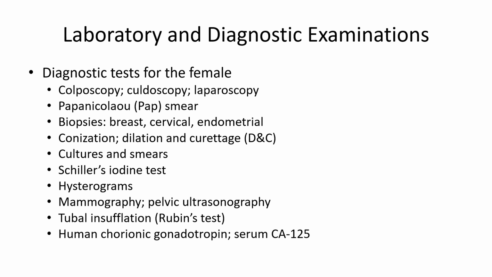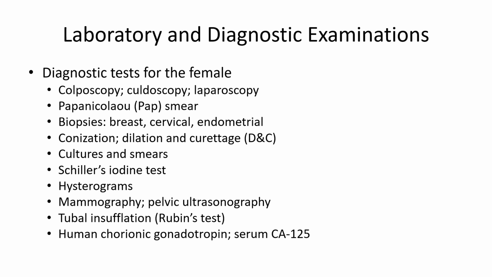The next test, very, very important, serum CA-125. This is a tumor antigen associated with ovarian cancer, and it is positive 80% of the time. So again, what is a serum CA-125? It is a tumor antigen that's associated with what? Ovarian cancer, and it is positive 80% of the time.